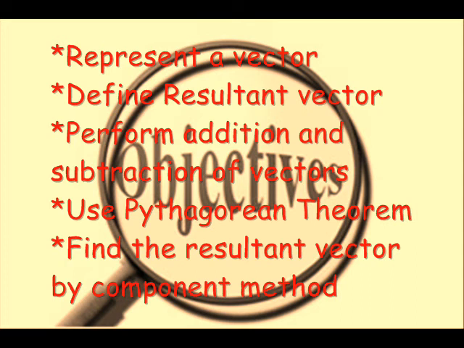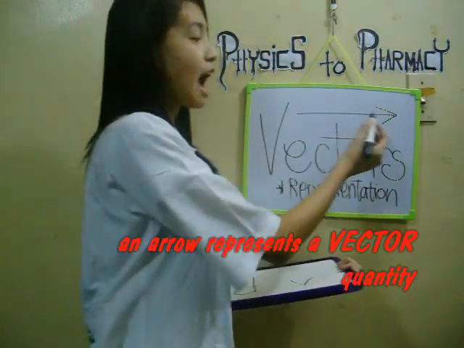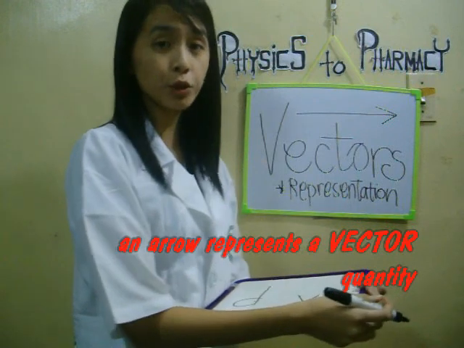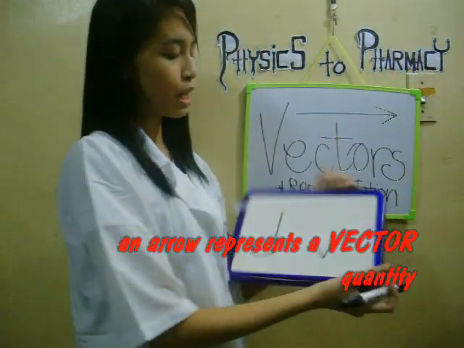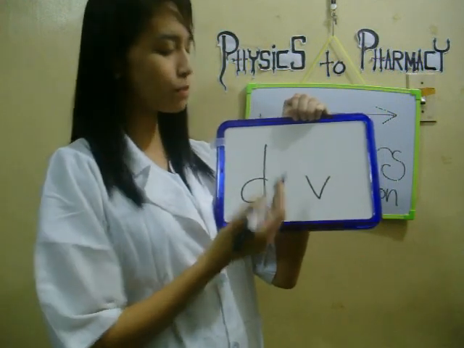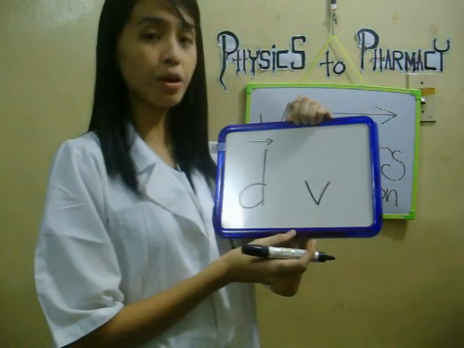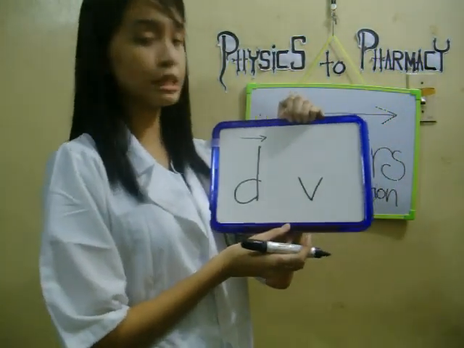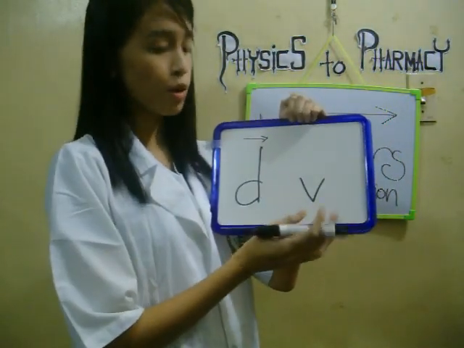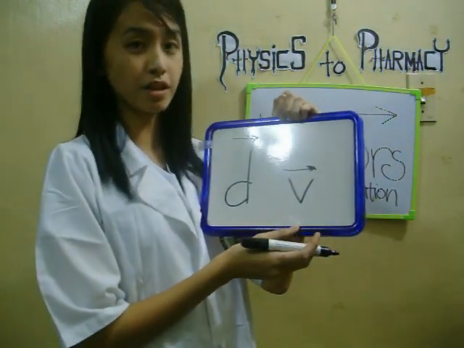So, let's start with vector representation. An arrow represents a vector quantity. Thus, if we represent distance as d, displacement will be d with an arrow on top. Likewise, if we represent speed as v, we have to put an arrow on top of it to represent velocity.